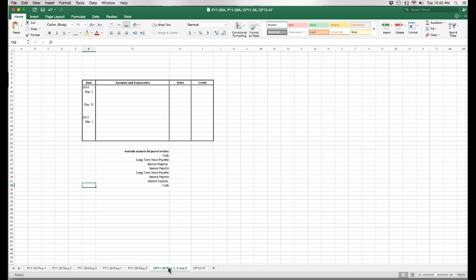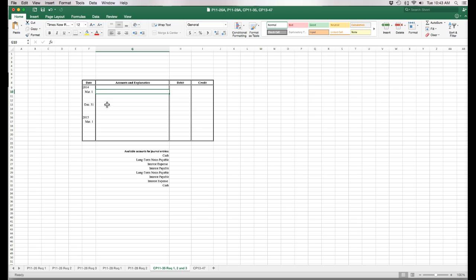For CP 1135, requirements 1, 2, and 3, let's take a look at that. On this particular problem, what we're doing is accounting for liabilities of a known amount, and you're recording a $300,000 note payable. So they take out a note payable on March 1st, 2014. You want to record that entry right here. Your first entry is recording that full note payable that is being taken out on March 1st.